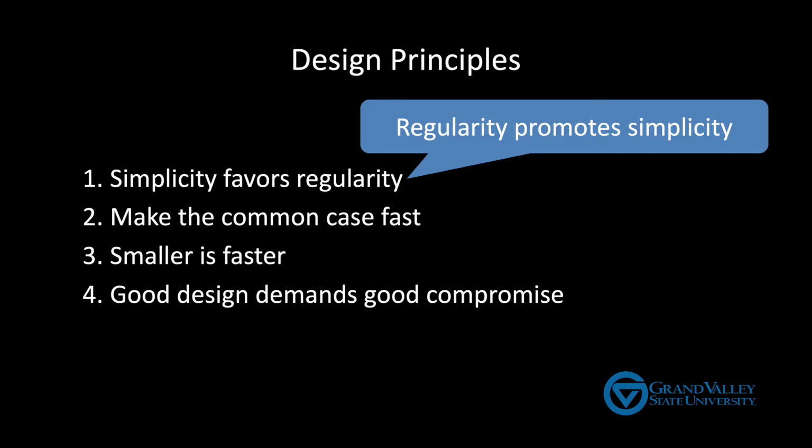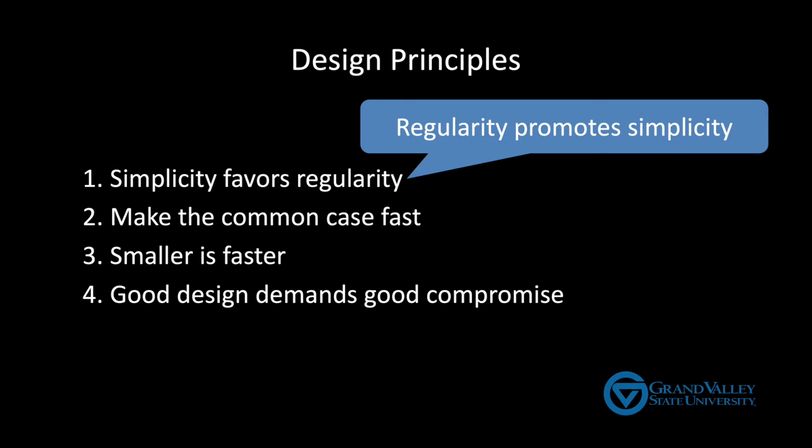Regularity promotes simplicity. In other words, the more similarity there is between a CPU's components, the simpler the hardware will be. This simplicity leads to chips, which in most cases are smaller and use less power. In addition, simpler chips are often easier to design, leading to fewer bugs. The simpler something is, the less likely you are to make a mistake designing it, and the more likely you are to find any mistakes you did make while you test it.